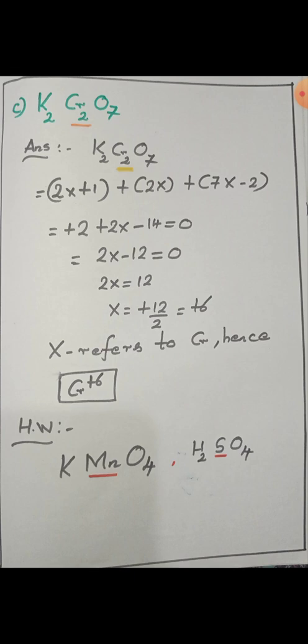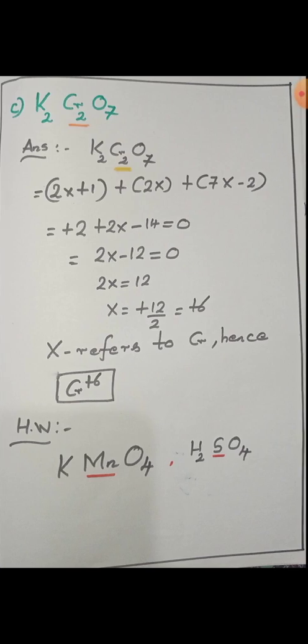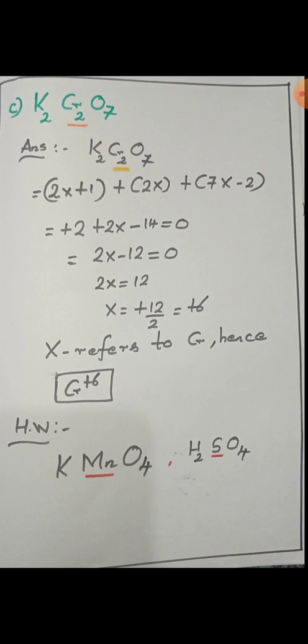Potassium dichromate, K2Cr2O7. Here the underlined species or element is chromium, Cr. 2 atoms of potassium, hence 2 multiplied by +1, chromium 2, hence 2x, oxygen 7, hence 7 into -2, so +2 plus 2x minus 14. On simplification, we get 2x minus 12 equal to 0, that is 2x equal to 12. X assumes the value of what? +6. Here X refers to chromium. The oxidation state of chromium is +6.